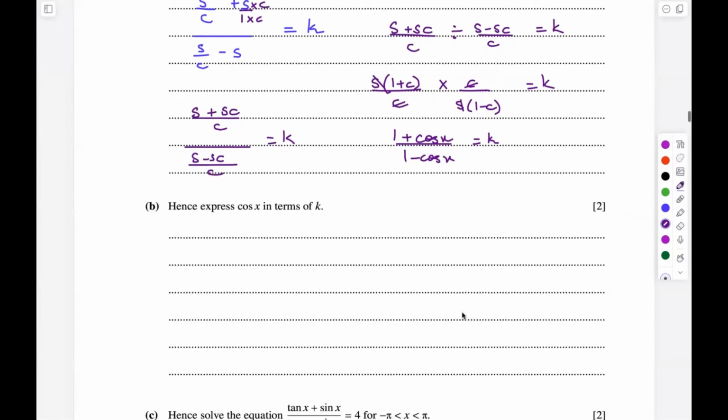In part B, we have to express cos x in terms of k. So basically we have to make cos x the subject. Cross multiplying in the first step, we'll get 1 plus cos x is equal to k minus k cos x. Then to make cos x the subject, we take the minus k cos x to the left hand side. So that will become cos x plus k cos x is equal to k minus 1. So we'll get cos x into (1 plus k) is equal to k minus 1. So cos x will be equal to (k minus 1) divided by (k plus 1).